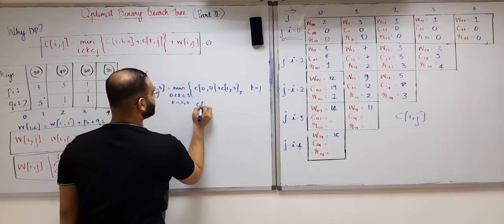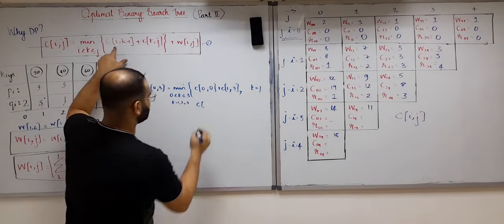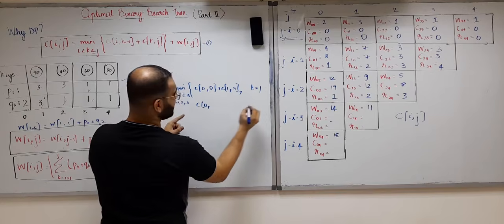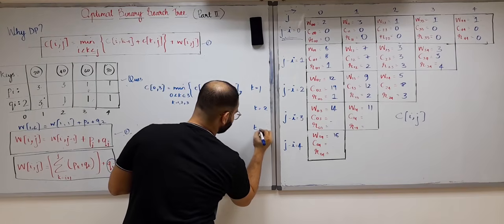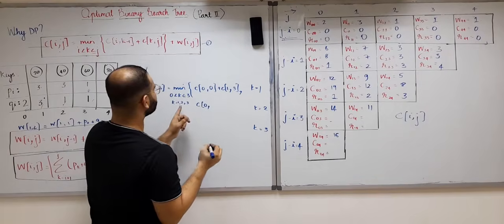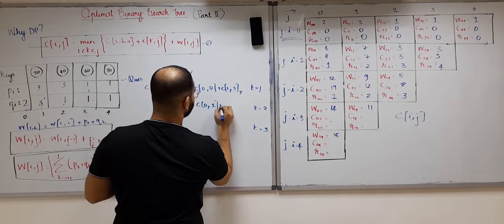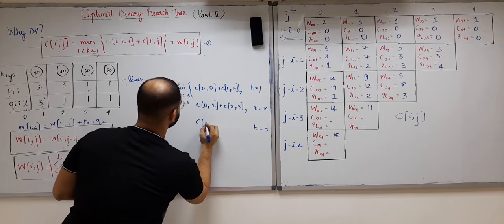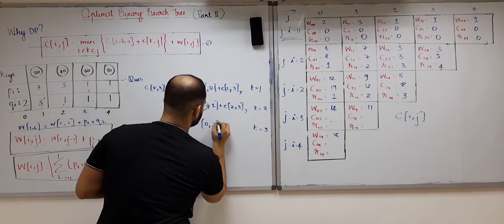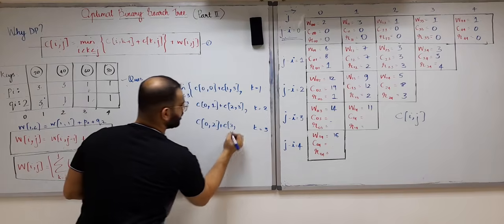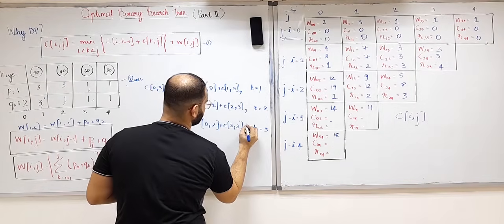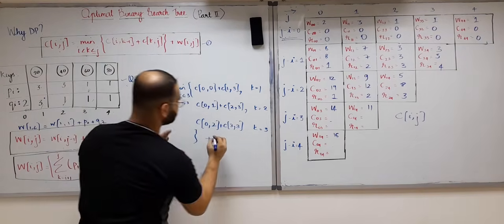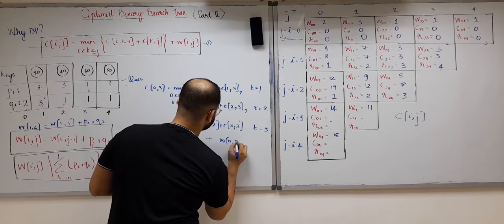Now for k is equal to 2, i is 0. What is k minus 1? When k is equal to 2, k minus 1 is actually equal to 1, so C(0,1) plus C(2,3). In the same way, for k is equal to 3 it will be C(0,2) plus C(3,3). After this we also need to add the weight, which is W(0,3).